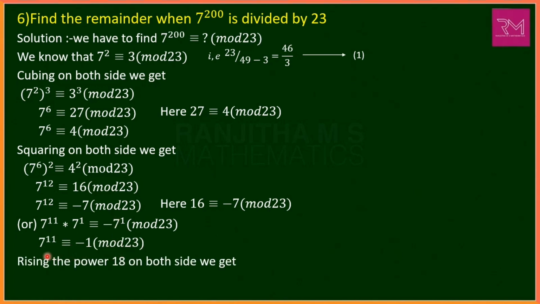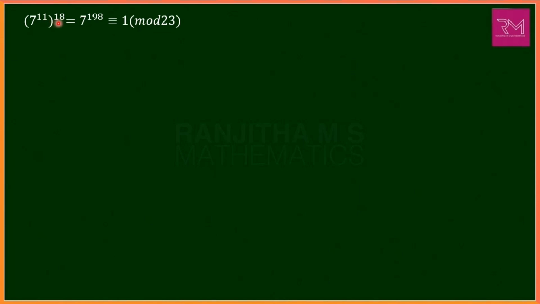Next step, we raise the power of 18 on both sides. Here 11 into 18 gives 198, which is close to 200. So we raise the power of 18 on both sides. We get 7 power 11 into 18, which is 7 power 198, congruent to minus 1 power 18. Here we have an even power, therefore we get a positive value, plus 1, modulo 23. That is, 7 power 198 is congruent to 1 mod 23. Call this equation number 2.